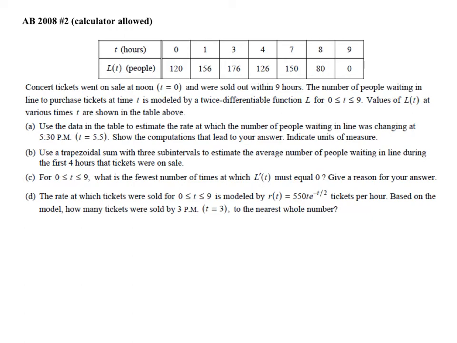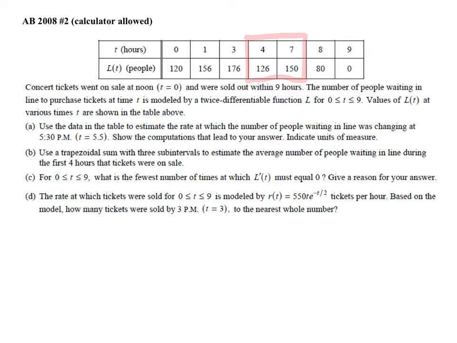Okay, so in part A, it says use the data in the table to estimate the rate at which the number of people waiting in line was changing at 5:30 p.m., which is time 5.5. This is one of those very traditional and common rates of change problems. Average rate of change as an approximate for instantaneous rate of change. Because it's time 5.5, we're obviously going to pick the most condensed time around 5.5, which would simply be from time 4 to time 7.